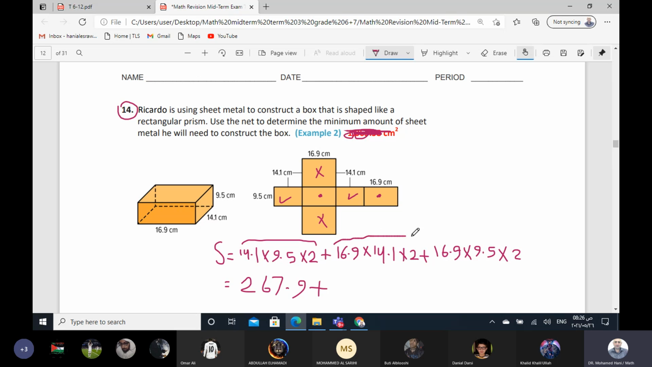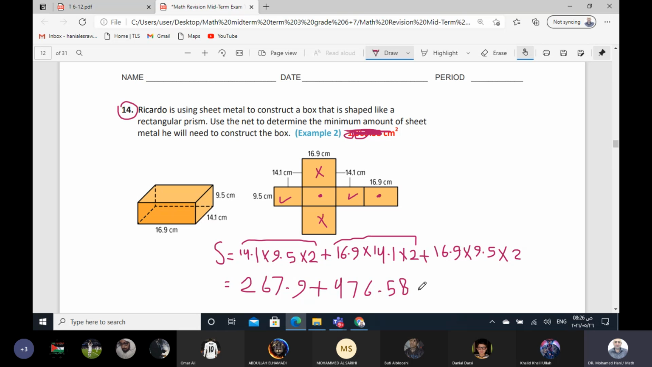the second operation here. We have 16.9 times 14.1 times 2. The answer will be 476.58 centimeters square. Great, Daniel.